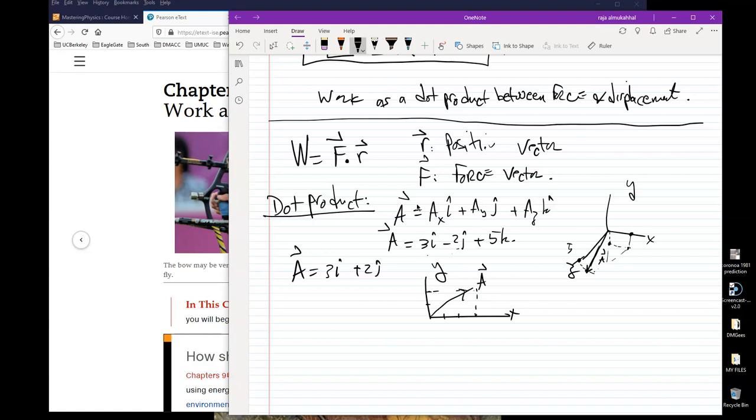Now, if I have 2 vectors, let's say this vector and this vector, let's say this one is the B vector, and let's assume the B vector is minus 3i plus 2j. Okay?